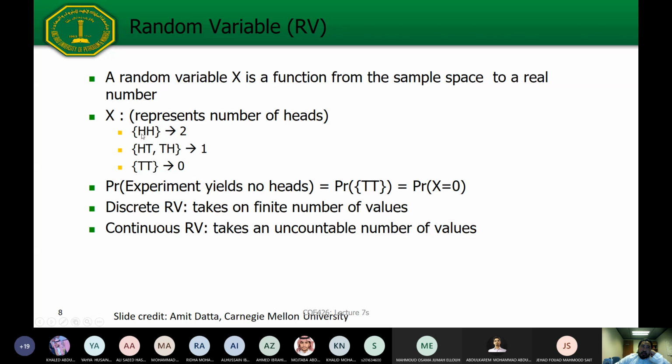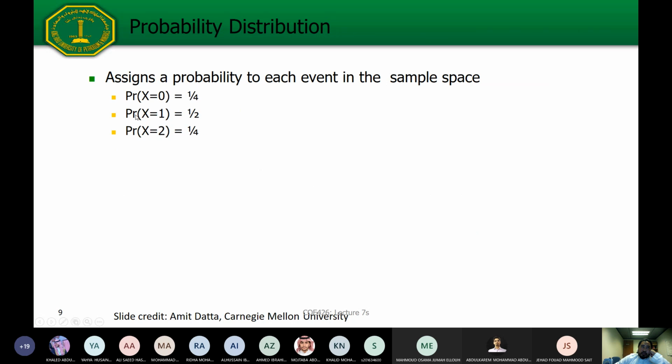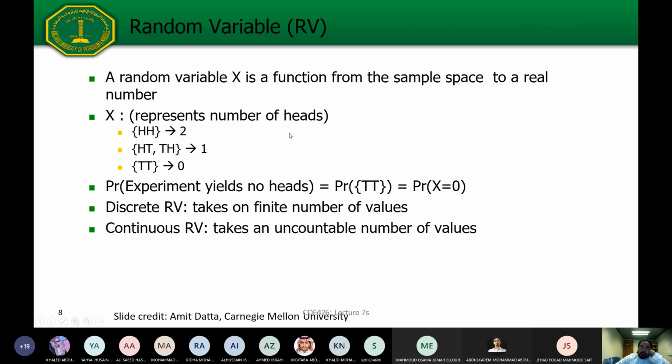So a random variable is a function that maps each event with some real number. In this case, HH we will map to 2, this one to 1, and this one to 0. So this random variable, in other words, gives us what? The number of what? Number of heads, right? Yes. See my point? So in other words, we can say that X, which is a random variable, gives us the number of heads when we toss the coin twice in this experiment.